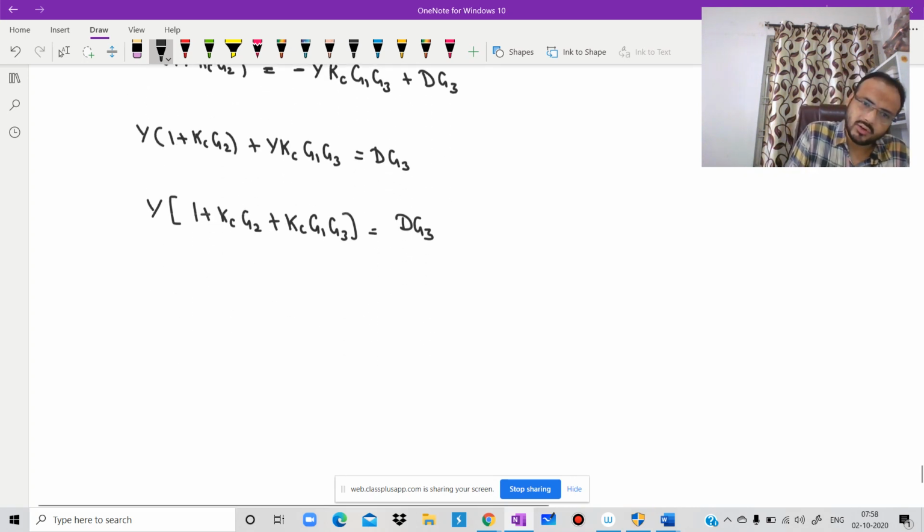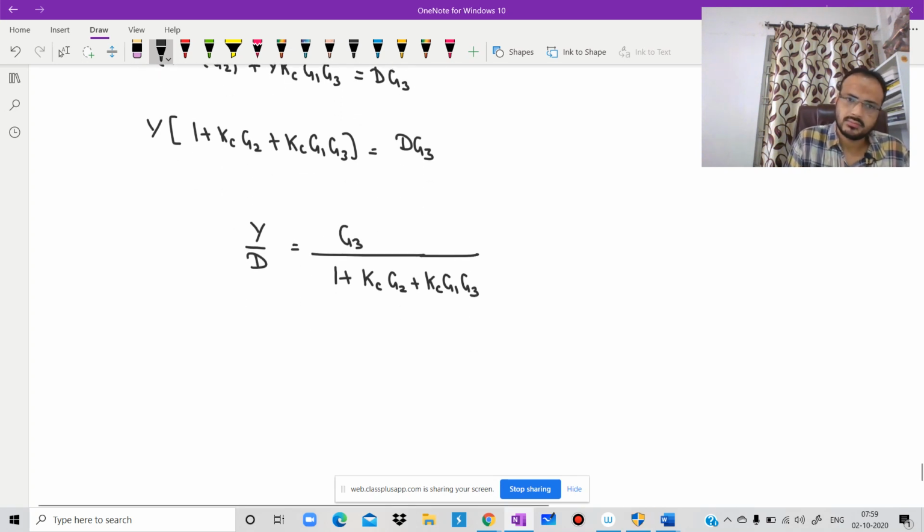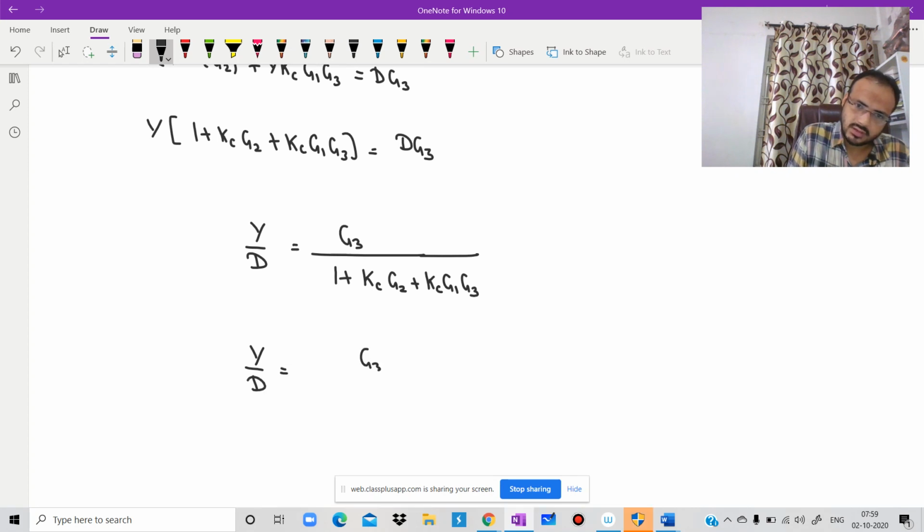We need to calculate the value of Y by D. G3 divided by 1 plus Kc G1 G3. Y by D is equal to G3 divided by 1 plus Kc G2 plus G1 G3.